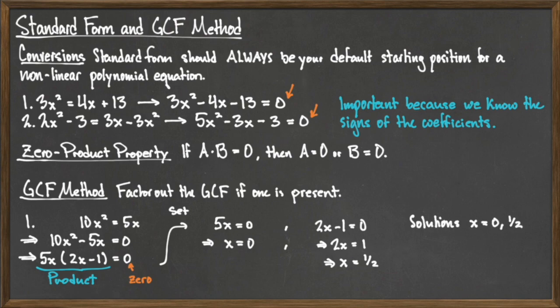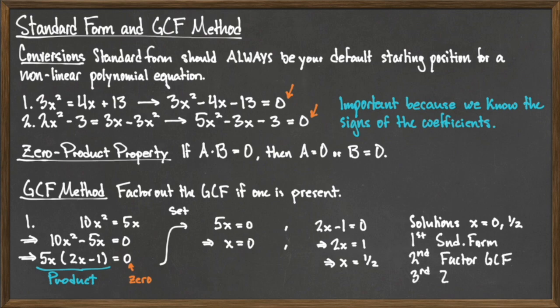We'll find that 5x equal to 0 gives me a solution of x equals 0, and 2x minus 1 equals 0 gives me a solution of x equals 1/2. The easiest way to check our work is to plug these values back into the original equation and see if we get a true statement. 0 clearly works, but if I plug in 1/2, we also get a true equation.